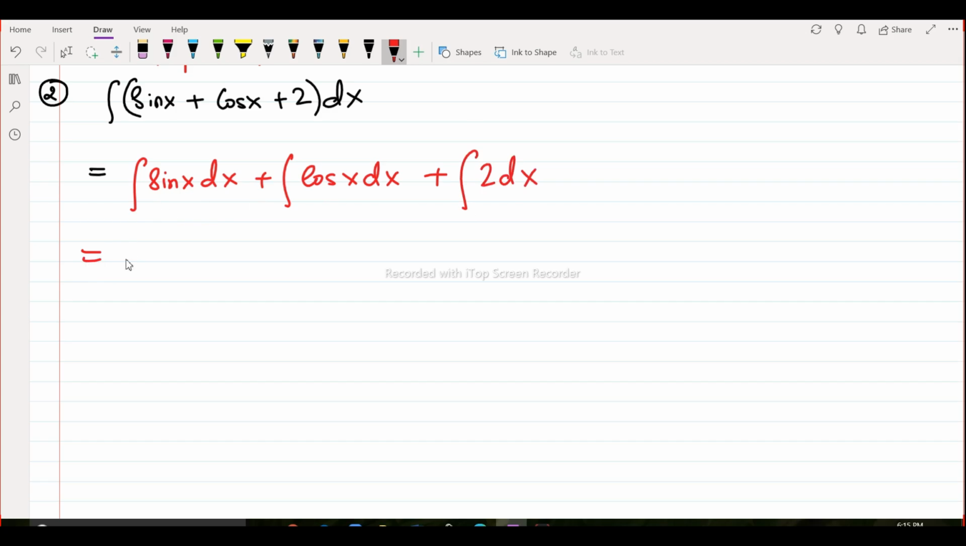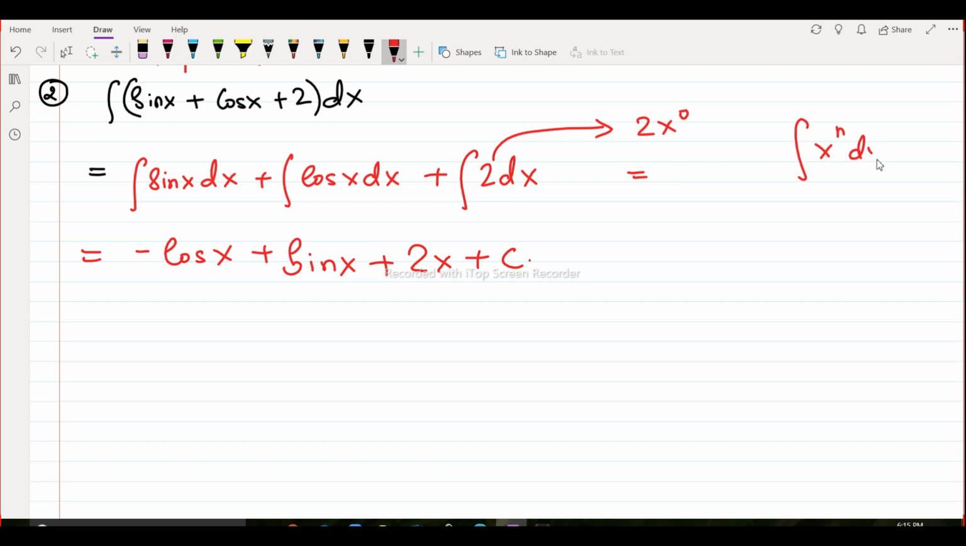So the integration of sine x is minus cos x. These are direct formulas. The integration of cos x is sine x, and this is 2x, plus c. So this is the answer. For the 2, the thing is that it's like 2x raised to 0. The formula is the integral of x raised to n dx, that is x raised to n plus 1 upon n plus 1. So this is x raised to 0, so it's x raised to 0 plus 1 upon 0 plus 1. That's why it comes as 2x.